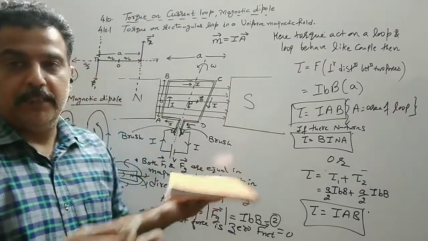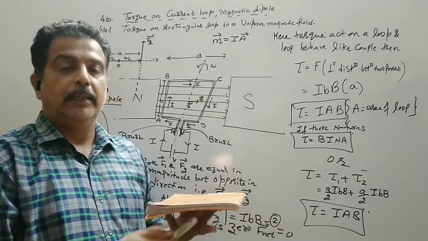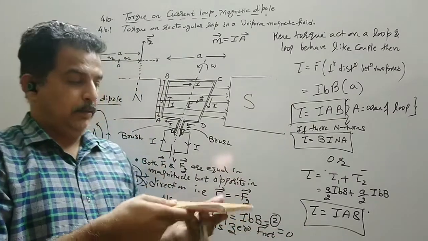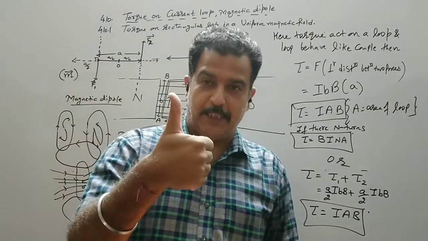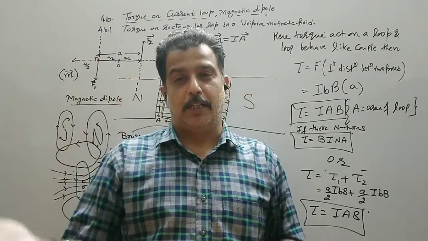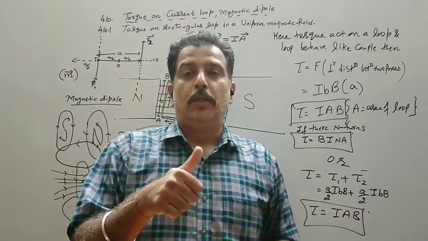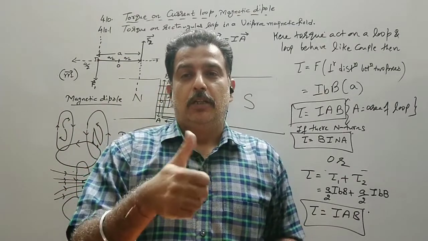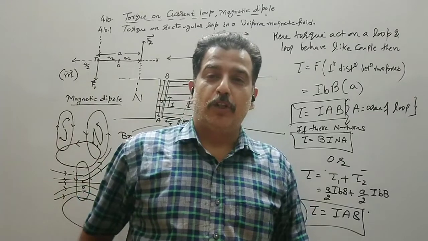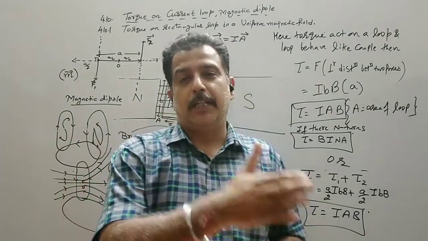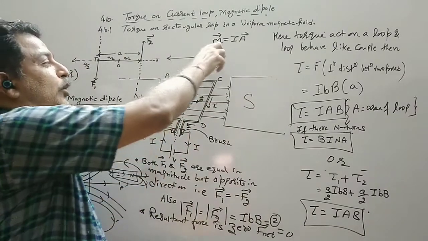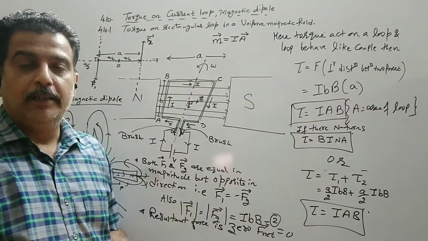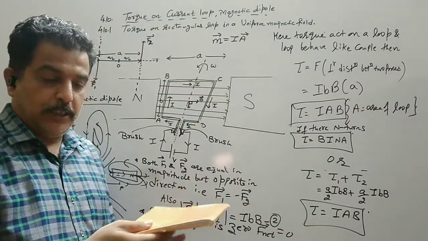Either you remember it like this, south to north, or you apply the thumb rule. You see, this thumb rule is used to find out the direction of the magnetic field intensity in Ampere circuital law. It gives you the convention for the current, which current should be taken positive or negative. And now it also helps to find out the direction of the magnetic moment. So it has many uses.